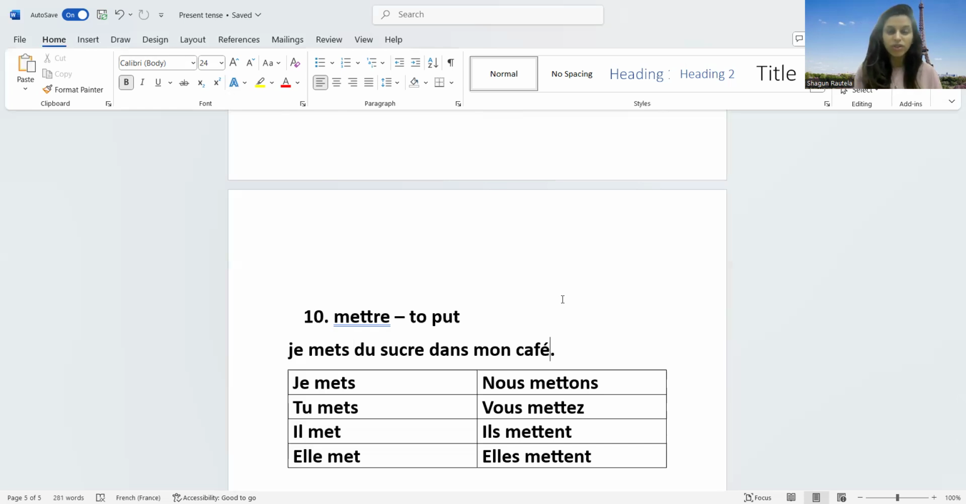Okay, when you start converting the conjugations into sentences, you will understand it and you will be able to learn it for a longer period of time.